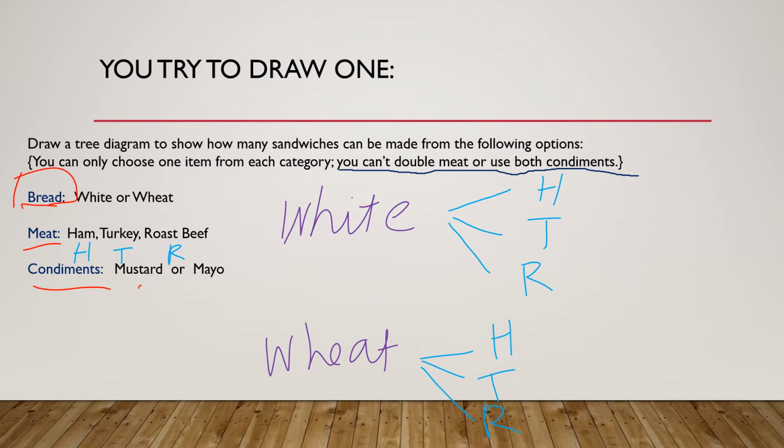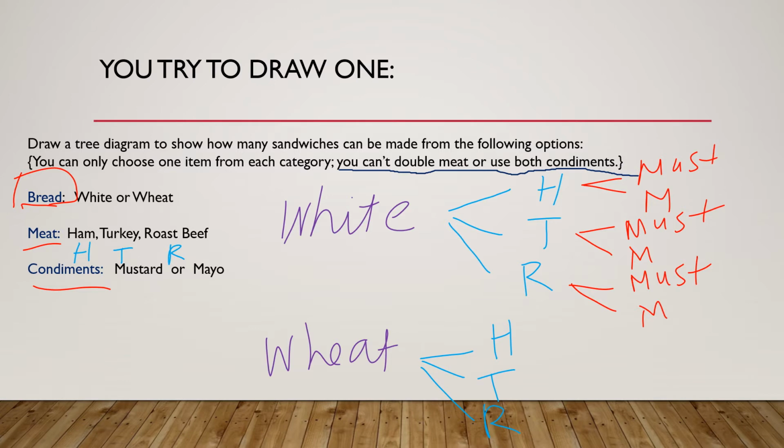For the condiments, I'm just gonna abbreviate them. Oh, I can't because they're the same letter. Okay, we'll just write them out. Mustard and mayo. Okay, so for the ham one, you can either use mustard. I'm just gonna do Must and M for mayo. So I have mustard and mayo for the ham, mustard and mayo for the turkey, and then mustard and mayo for the roast beef.